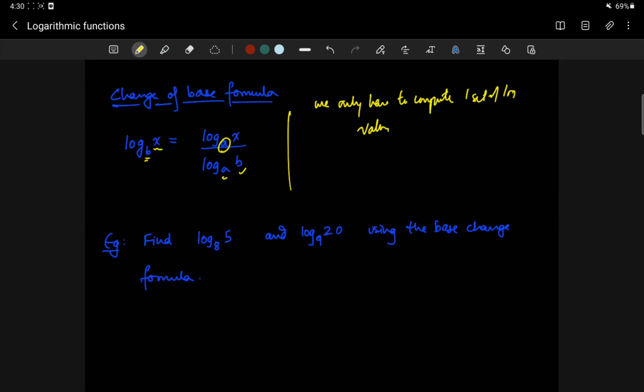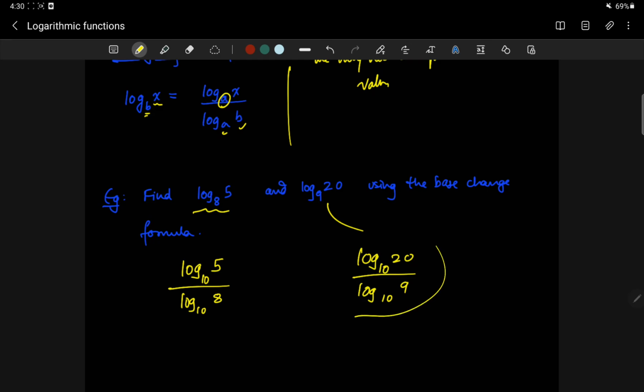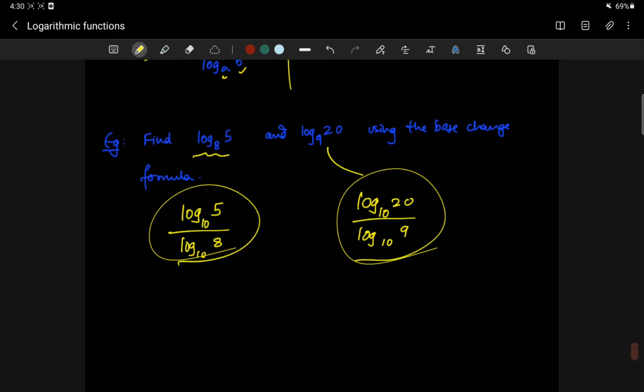How is that going to work? Let's see. So to find log base 8 of 10, I am going to rewrite this as log base 10 of 5 over log base 10 of 8. Similarly, this would become log base 10 of 20 over log base 10 of 9. Now these are things both of which are computable, both of which we know the value of because they are to the base of 10.